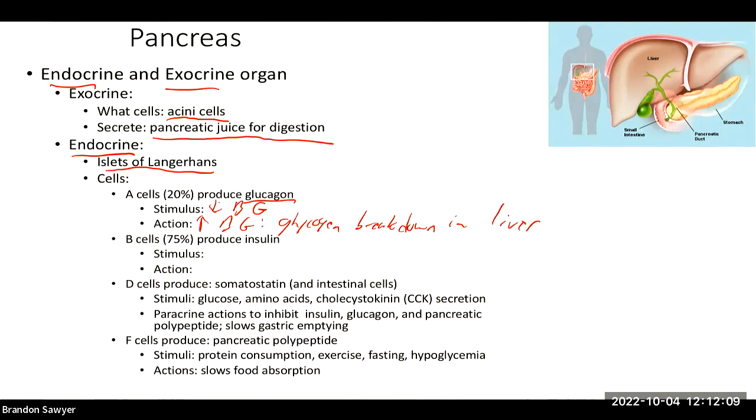glucose into the blood. Then the beta cells, which are 20% of these islet of Langerhans cells, their stimulus would be high blood sugar, so high blood glucose. And insulin has lots of actions, but it's going to help to decrease blood glucose. We've got a lot more actions of insulin on the next slide that we'll talk about.